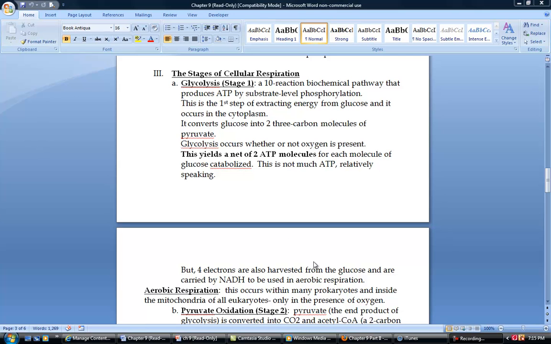Now, when we talk about electrons being harvested, we're talking about NAD plus getting reduced to NADH. So we're going to talk about how many of those electrons actually do that, and that's all going to end up at the last stage called the electron transport chain.